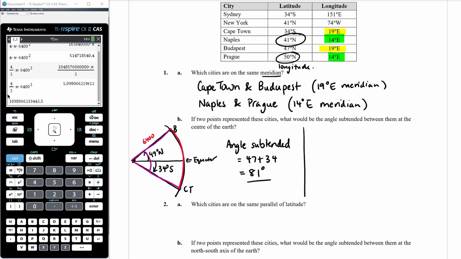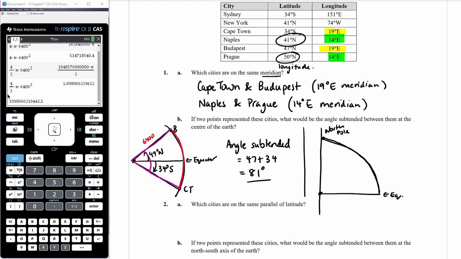Essentially, these are both above the equator. They're on the same meridian of longitude. Let me make that a bit smaller, we'll run out of room. If we think about it, that's the North Pole up there, this is our equator, and this is the centre of the Earth here in the middle. What we know is that Naples is on this arc, which represents the 14 degree east line of longitude. Naples is 41 degrees north.